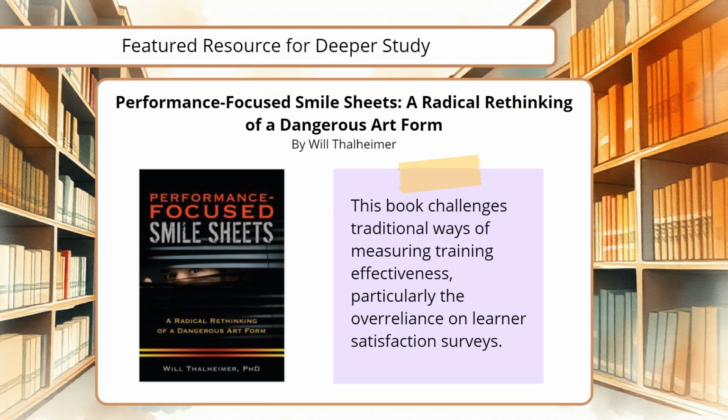This lesson's featured resource is Performance-Focused Smile Sheets by Will Thalheimer. This book challenges traditional ways of measuring training effectiveness, particularly the over-reliance on learner satisfaction surveys. Thalheimer introduces tools and templates that help you focus on performance results instead of surface-level reactions. This aligns perfectly with the analysis phase of the ADDIE model, where accurate evaluation and alignment are crucial.